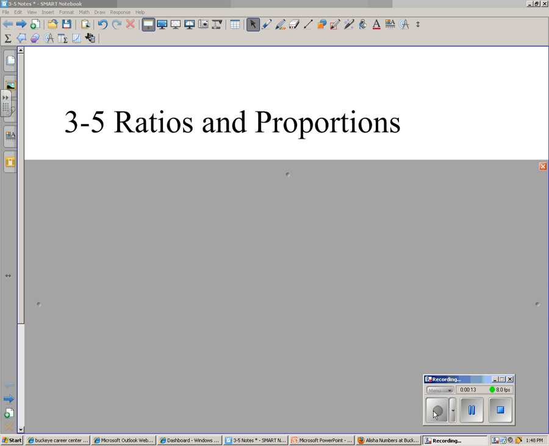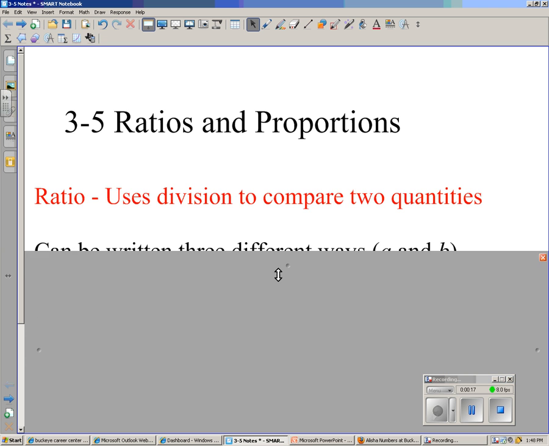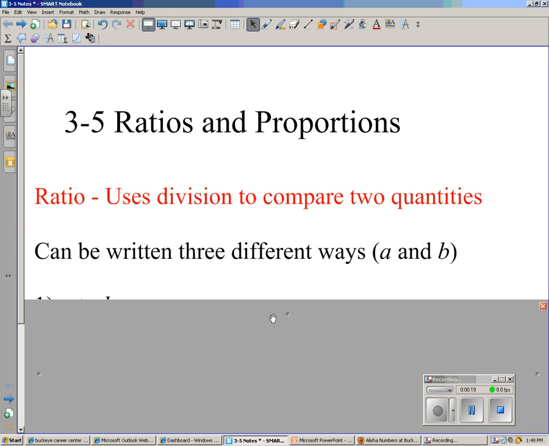Okay, a ratio. First of all, the definition of a ratio is basically something that uses division to compare two quantities. What's a quantity? Bruce? An amount of something, sure. For instance, you could have a quantity of students. How many students are in here?